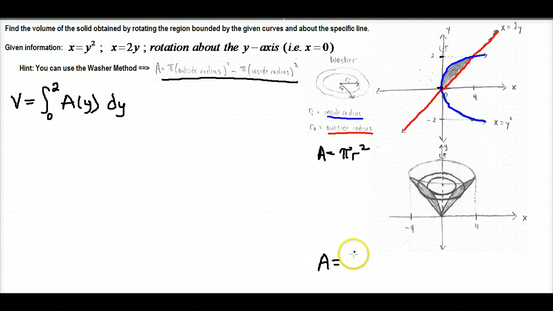So our area here will end up being pi times the outside radius, which would be 2y, and that would be squared, minus pi times the inside radius, which would be the y squared part, and then that would be squared. So that's what our particular area formula would be here. And so we're going to take these washers and stack them up from down here all the way up to the top, and we're going to add up the areas of those, and that's what this particular integral means.